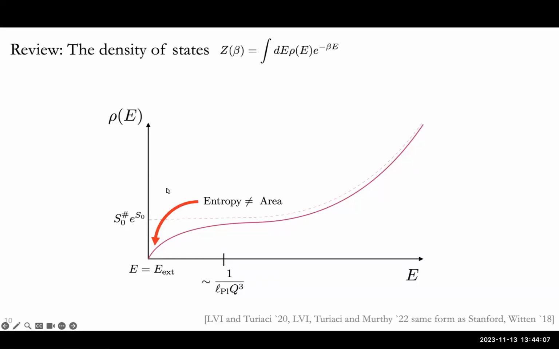So in other words, if I compute the entropy of a black hole at very, very low energies above extremality, then the entropy of these black holes is not given by their area. This plot has entropy given by area, this plot does not.